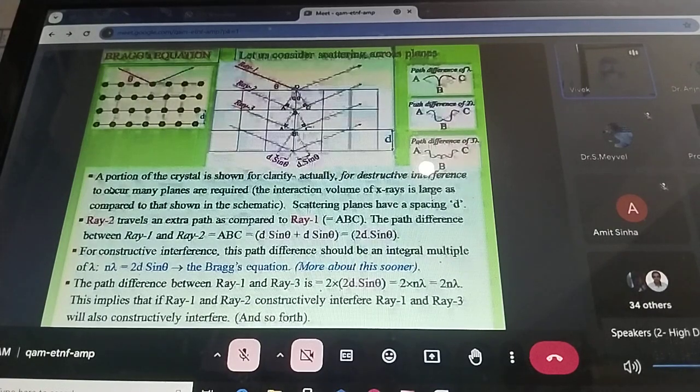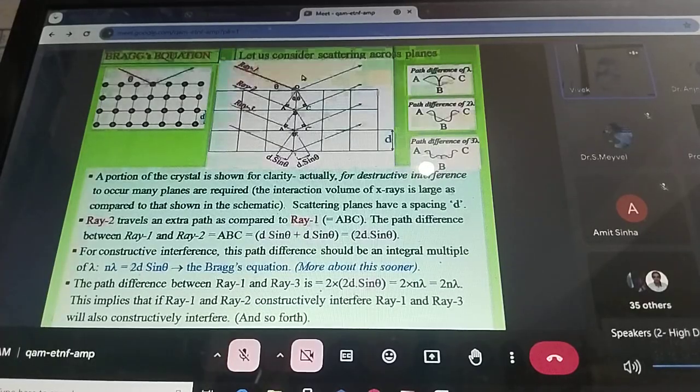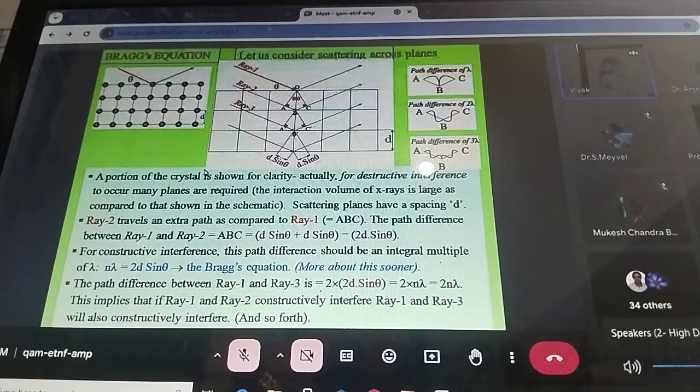Now, a portion of this is shown for clarity. We have shown only a small portion because in the crystal there are actually thousands and thousands of atoms. For destructive interference to occur, many planes are required. If we take only these 4 planes, there is nothing like destructive interference; here it is only constructive and constructive. But this is not the picture. Some planes are like this, some planes are like this. One plane, if I take it, will come like this.